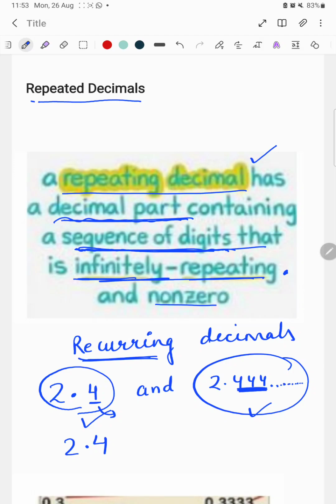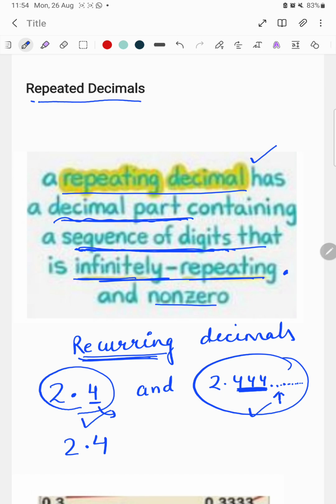That means it's an ongoing number. The decimal part is ongoing and this is not zero, right? So recurring decimal means those numbers which have a decimal part which is repeatedly ongoing, or you can say infinitely repeating, and it is non-zero. So this is all about the definition of repeating decimals or recurring decimals. Now the good thing about the recurring decimals is we can convert them into fractions.